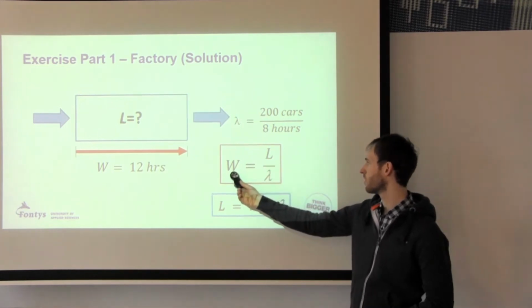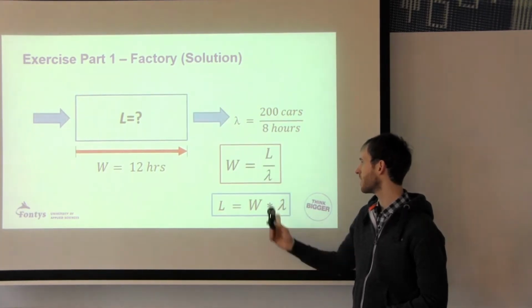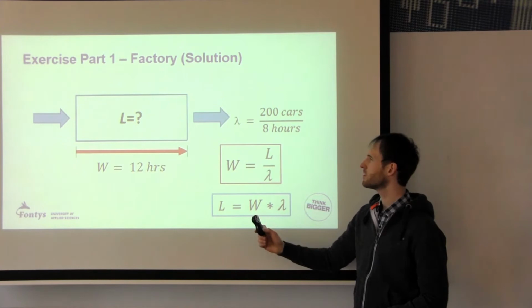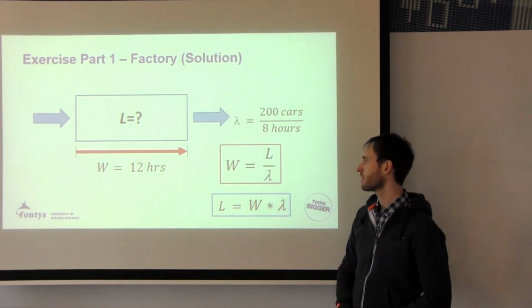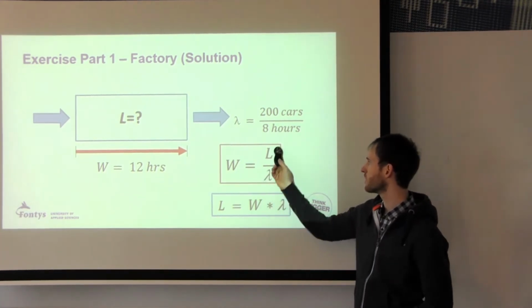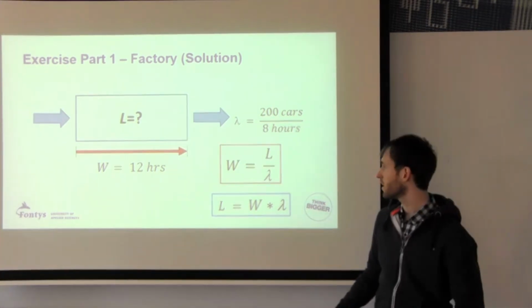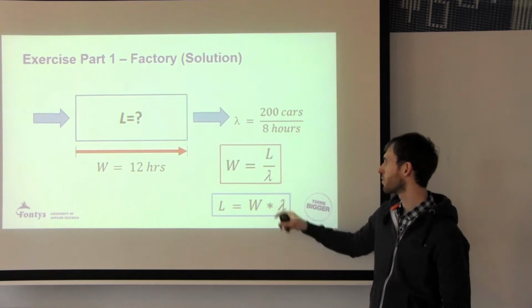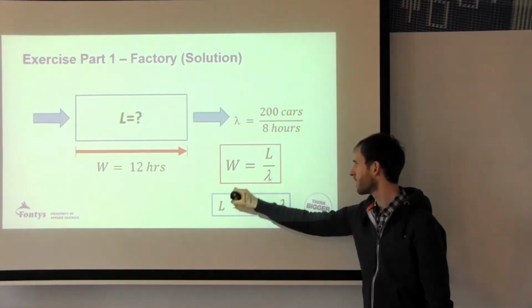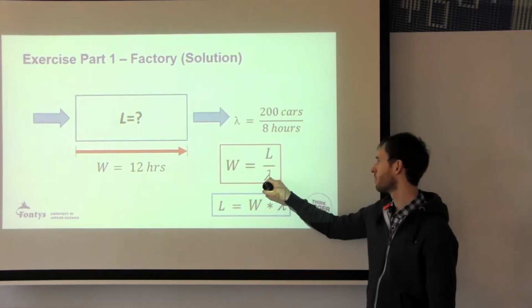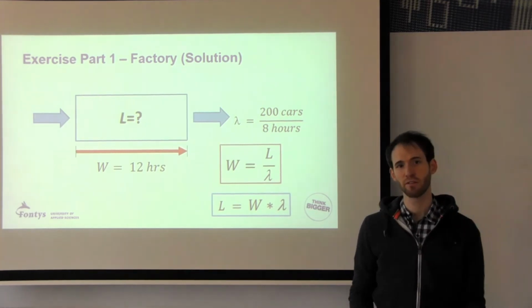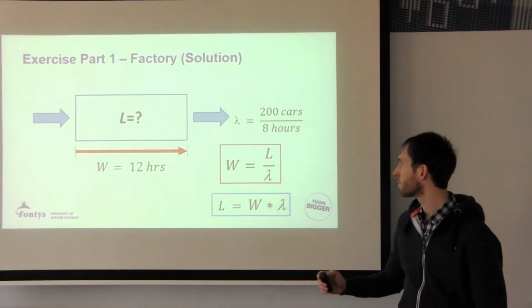So this was the original law, W equals L divided by lambda. And we're searching for the L. We're not searching for the W. So what we have to do is try to let the L stand alone. And this is very easy. We just multiply the whole thing with the lambda. So we have L equal to W multiplied with lambda. And now we can solve that equation.